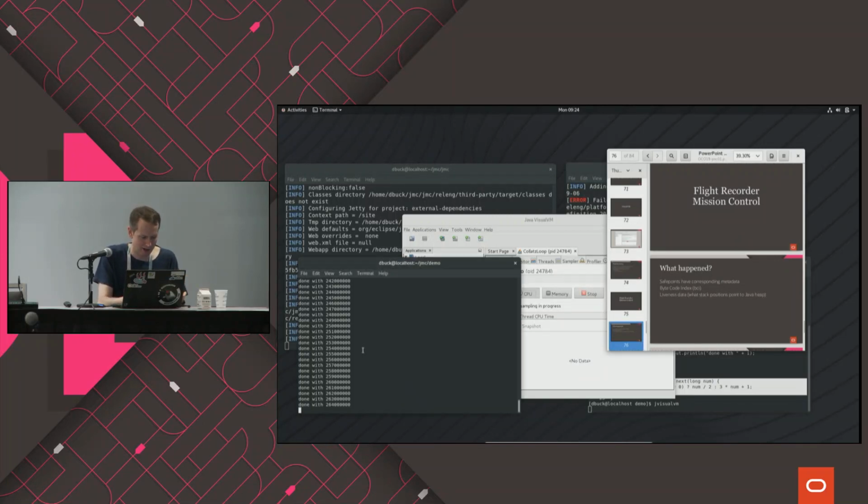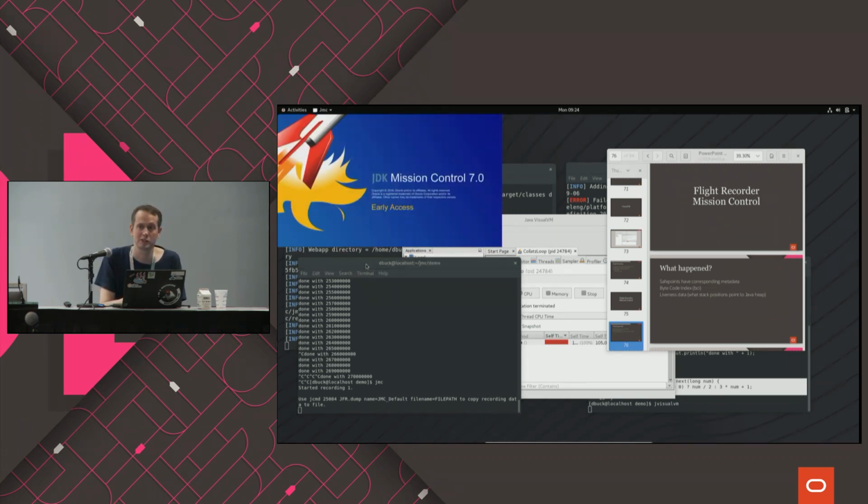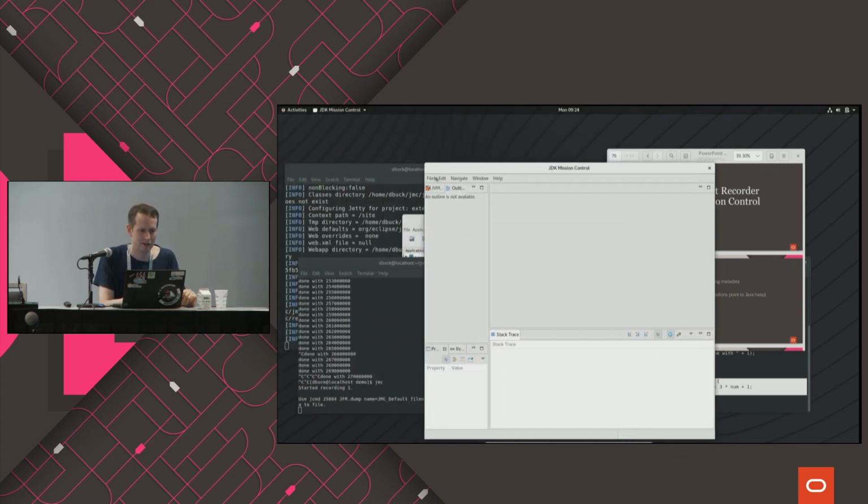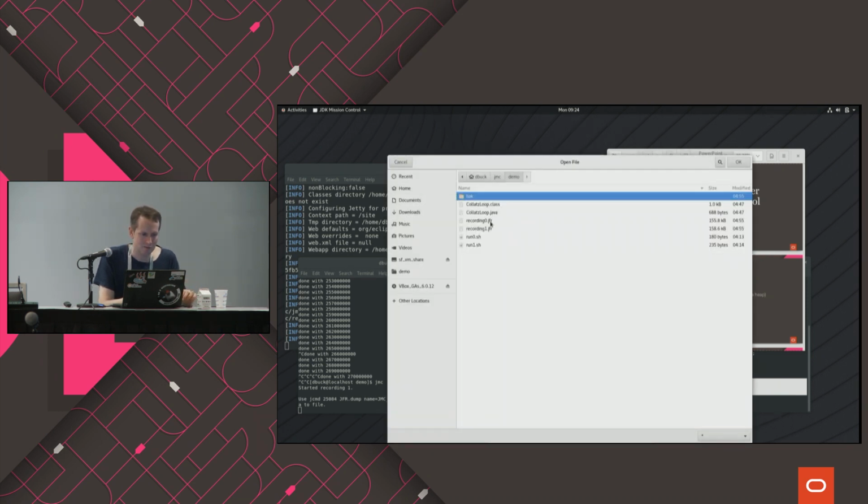Just because we're out of time, I already have the recordings that I've done saved, so we're just going to look at those. Here I'm firing up Mission Control 7, which again is extremely easy to build. It's just a matter of maybe 10, 15 minutes after you sync everything out from the repository. And I'm going to open a recording of this exact same program.